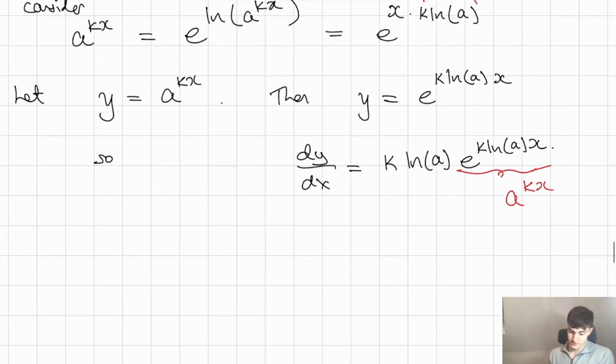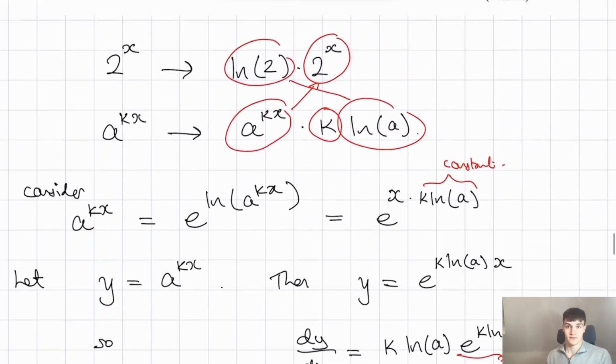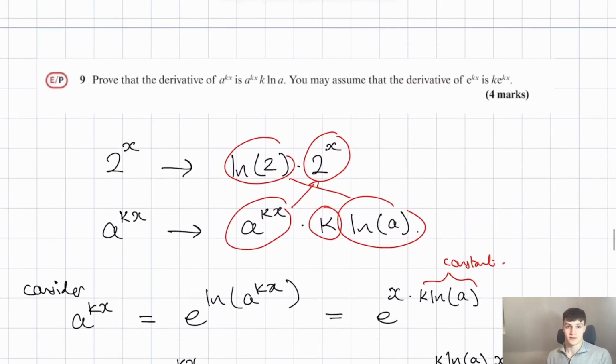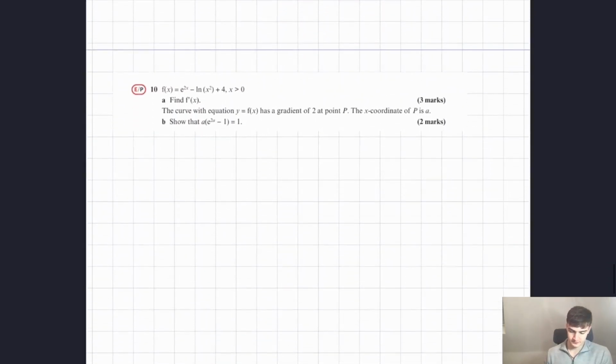So we're done. So there we go. dy by dx is equal to k natural log of a times a to the kx, as required. And we obviously used this assumption here, where we assumed that the derivative of e to the kx is k e to the kx. Okay, so on to the next one.